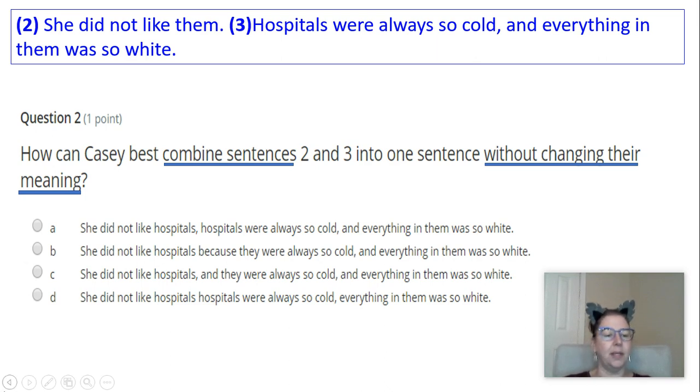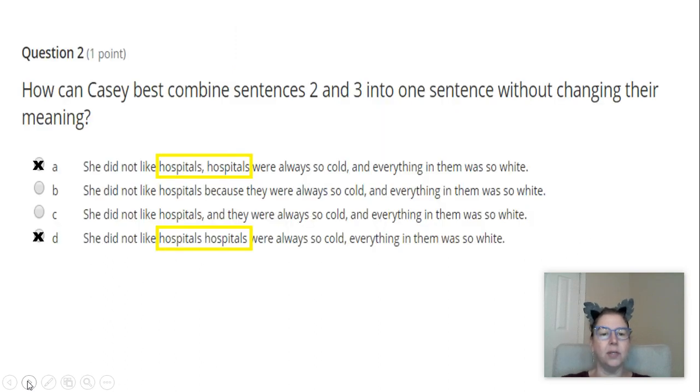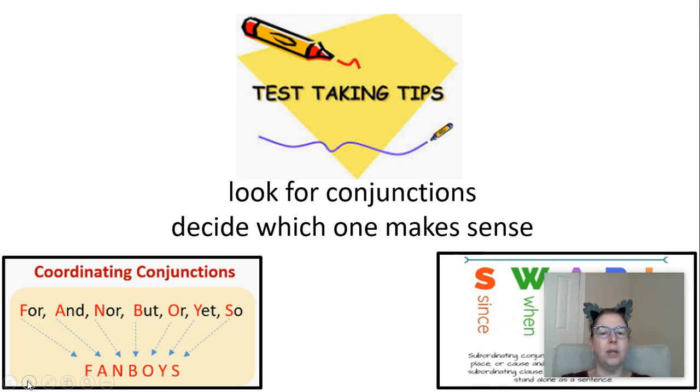The first one is test taking tip number 1. Don't choose answers with duplicated words. Okay, so let's go back to the answers. A and D both have the word hospitals duplicated, and it's unnecessary and makes the sentence kind of clunky. So both of those are not a good choice. So now I've already narrowed it down to 2. Right? Then I'm going to think about, what's that other tip I learned in this video? Aha! I'm going to look for conjunctions and decide which one makes sense.